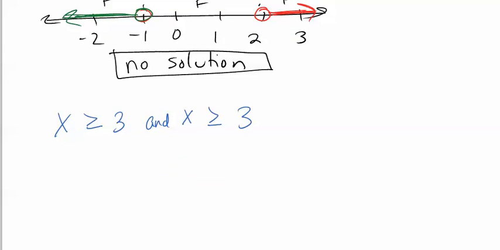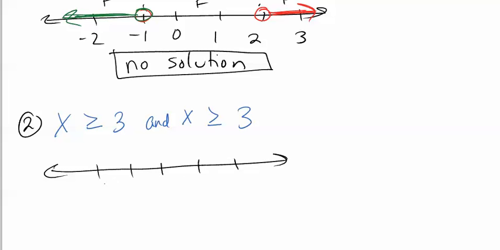Okay, let's look at another special case. So in number 2, we'll start at 0, 1, 2, 3, 4, 5. It looks like I'm starting at x is greater than or equal to 3. This 3 is included, and it points to the right. And then x is also greater than or equal to 3 in the second inequality, so it's also included, and it also points to the right. Well, in this case, my solution is just x is greater than or equal to 3.